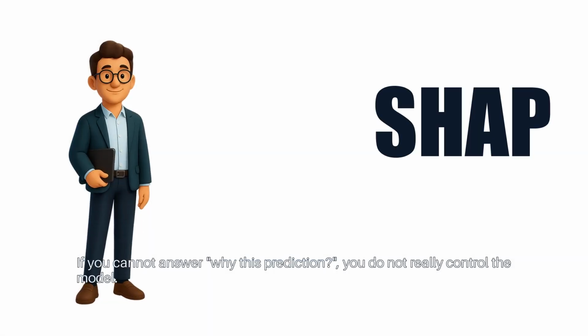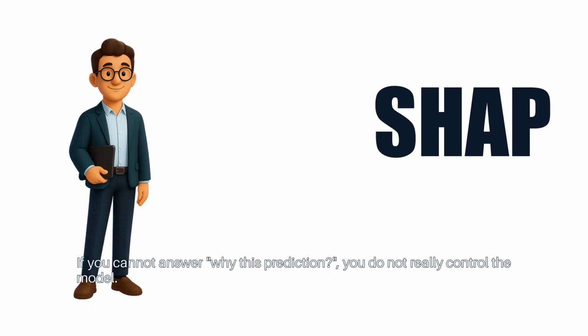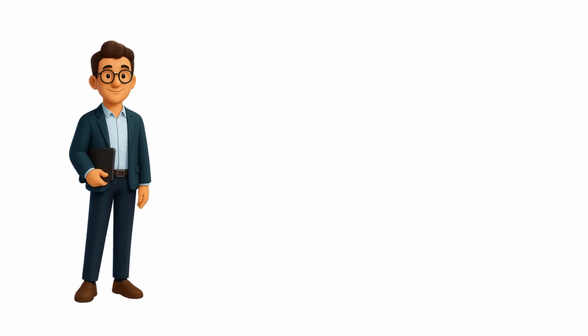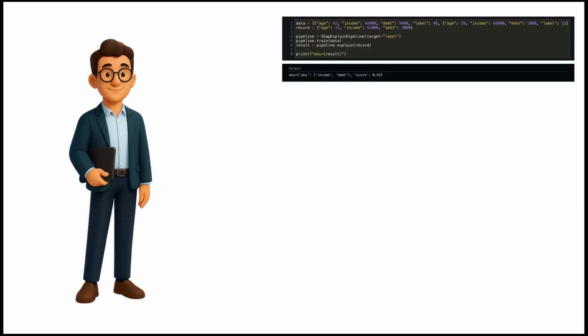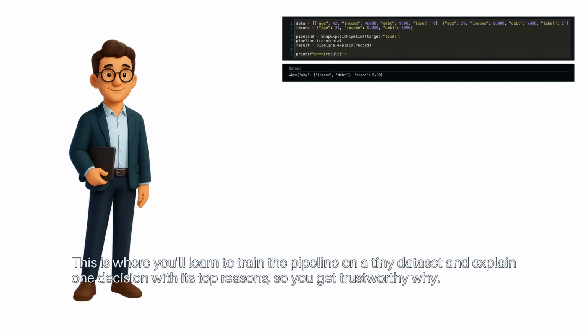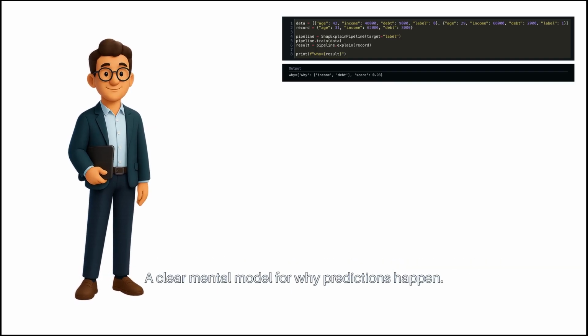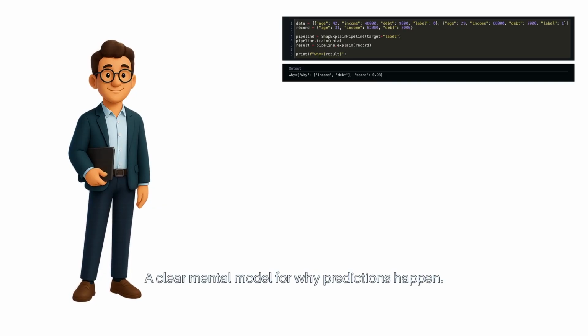If you cannot answer why this prediction, you do not really control the model. Fix that today. This is where you'll learn to train the pipeline on a tiny dataset and explain one decision with its top reasons, so you get trustworthy why. A clear mental model for why predictions happen.